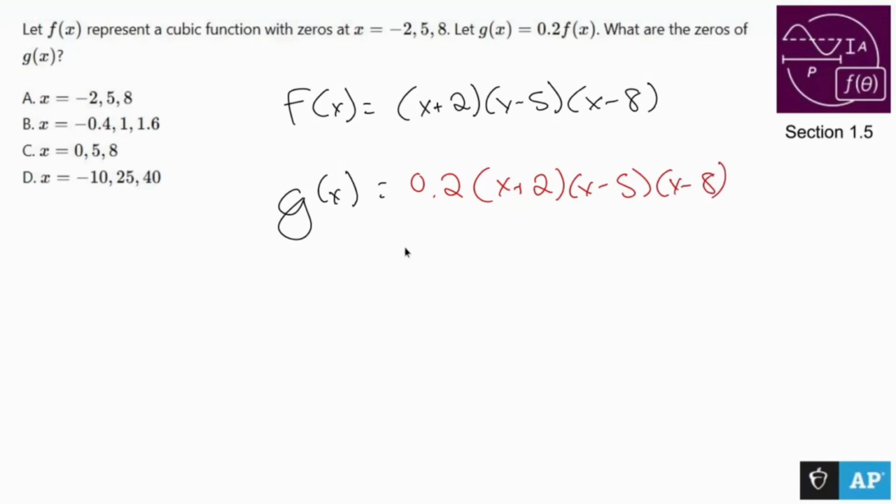Well, it doesn't, because if I set it equal to 0, 0.2 times the factors, you just cross out the 0.2 and you're basically back to where you started. So if f of x has these zeros, g of x is going to have the same exact zeros. And that's something. The answer is A.